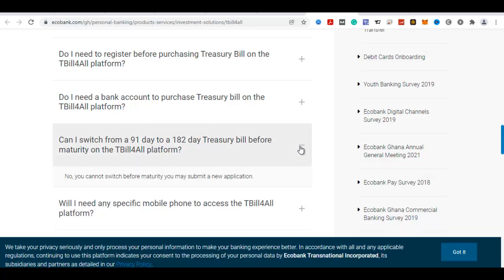The answer is no. You cannot switch before maturity. You have to wait for one to mature, and then if you want to switch the duration, you switch. Or you can place or buy another set for the new duration you want.